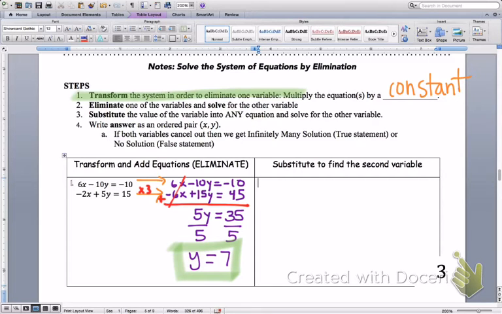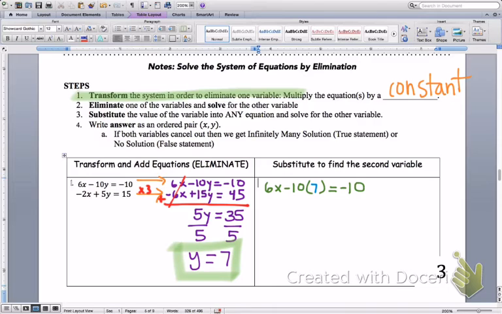So let's do 6x minus 10y, and I'm plugging in the y, equals negative 10. I'm going to replace that for the number 7. So again, I'm taking my first equation and I'm replacing the y for the 7. And actually it should not be negative 7, it should be positive 7. So let's fix that. Just 7, no negative.